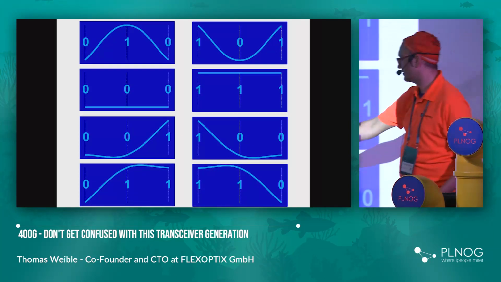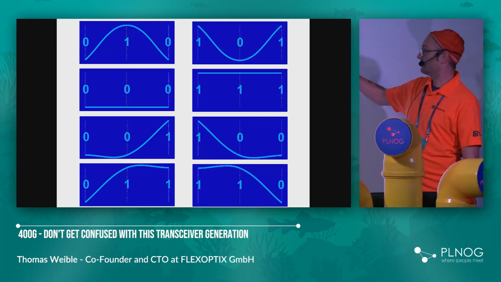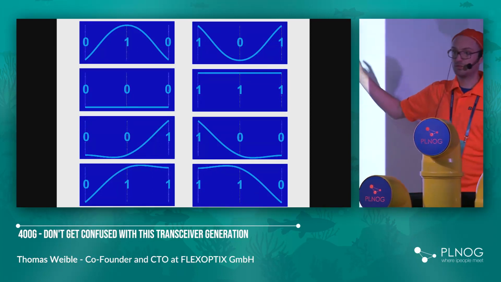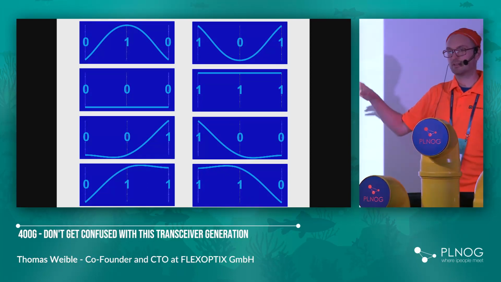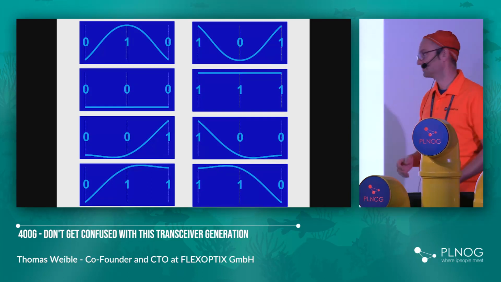You might see the different shapes here. You might ask yourself, previously Thomas showed this rectangle shape, and now it's more a sinus. We are talking here about a high-speed signal beyond 10 gigahertz, and the rectangle is no longer a rectangle, so it's more a sinus-shaped curve.